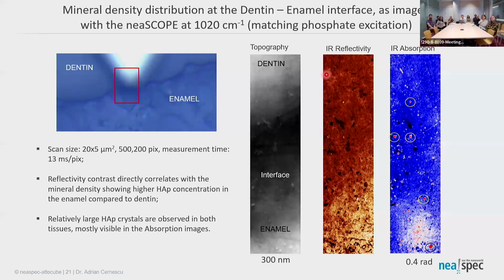These maps are done at these specific wavelengths, which are matching the phosphate excitation, highlighting the hydroxyapatite calcium carbonate from the tooth. So you can see very nicely from this contrast that you have a higher concentration of this hydroxyapatite in the enamel. And you can also see some crystals which have a higher concentration of hydroxyapatite at this interface.